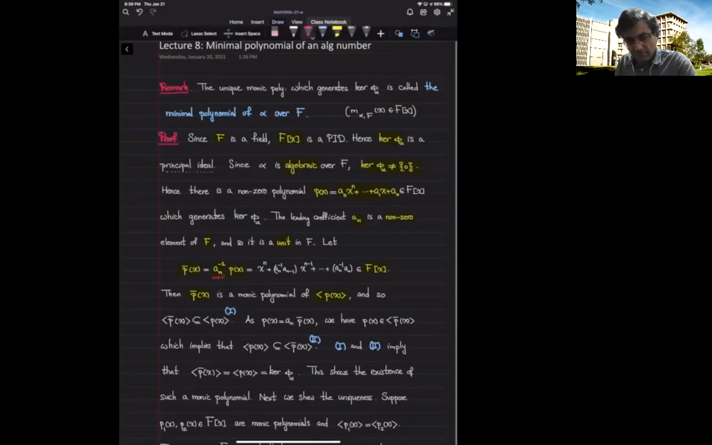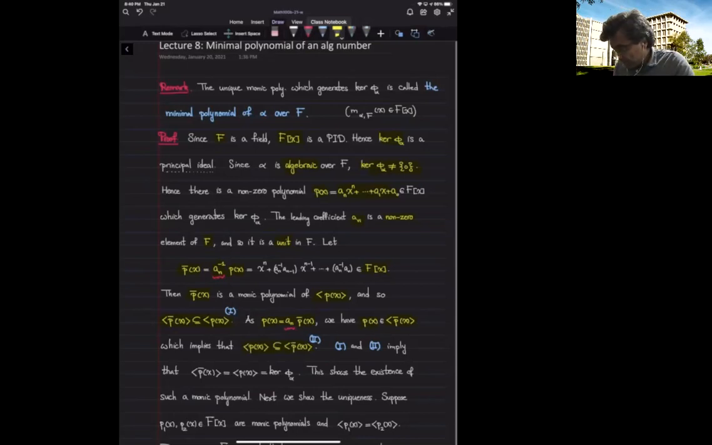Now, conversely, because p of x is a multiple of p bar, we deduce the other way around: p belongs to the ideal generated by p bar. Now, the ideal generated by p bar was a subset of the ideal generated by p because p bar was a multiple of p. Now, p is a multiple of p bar, therefore the ideal generated by p is a subset of the ideal generated by p bar, so they are the same.